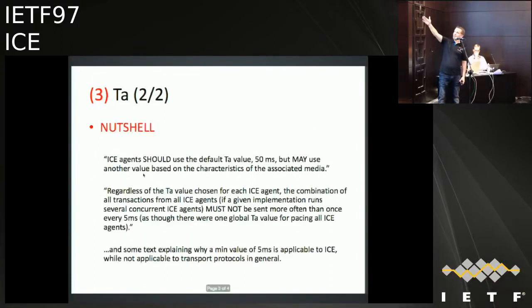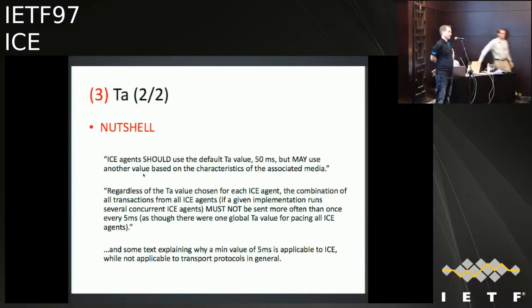But basically what it says here is that the TA value is 5 milliseconds, but you can use other values. Then it talks about this global TA value to take that into consideration. And then there is some text talking about why 5 milliseconds is good for ICE, but it's not good for transport protocols in general. So I was worried more about the congestion control issue. So we had this thread with the transport people talking about not more than 10 outstanding, unreplied packets. And in fact, there's the person to speak to it right there.